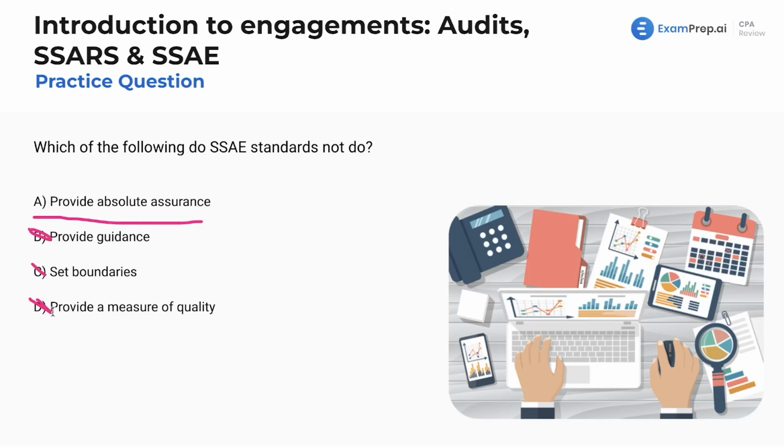What's the point of a standard? Is they provide quality, they set boundaries, they provide guidance, they tell you how to do something. So that is going to leave us with our final answer: provide absolute assurance. That is something that they do not do. We have no absolute assurance here in any of our engagement types. Well, that is it for our multiple choice questions on our first lesson. Thank you all for joining. Keep up the good fight, and I'll see you later.